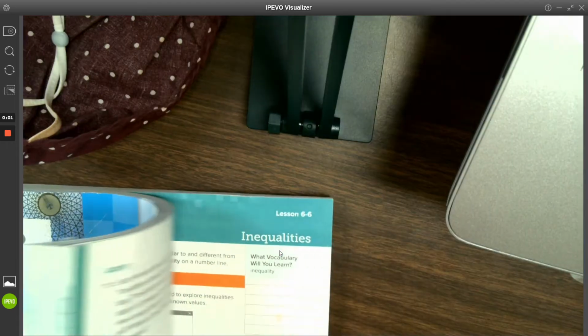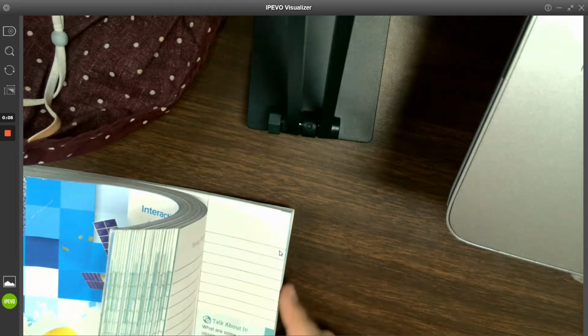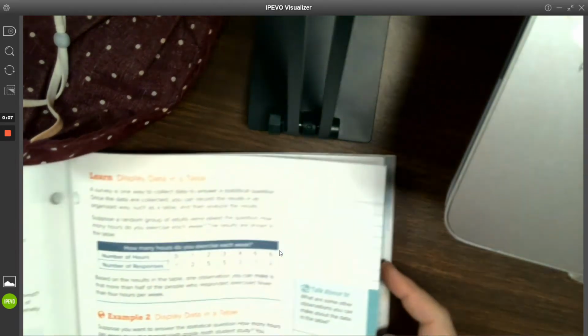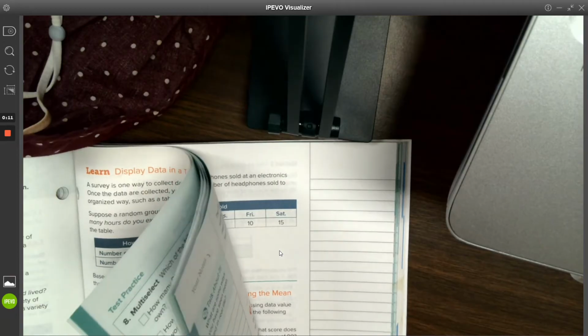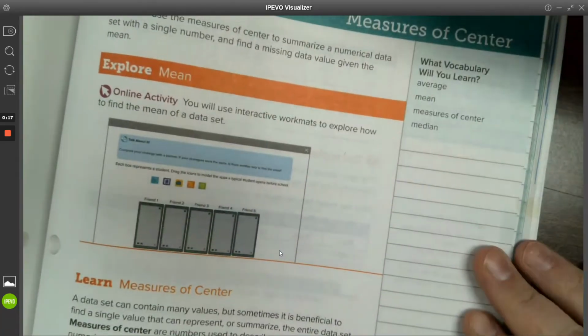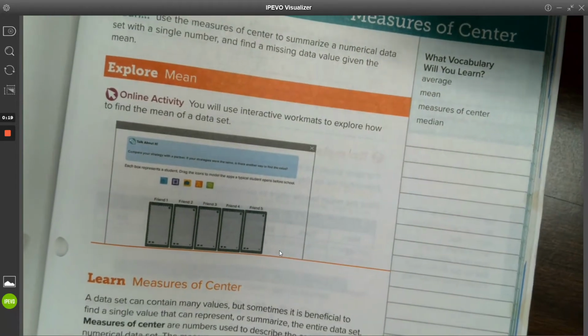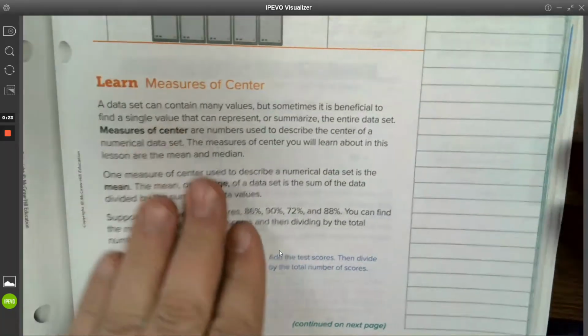Hi everybody, today we are going to be discussing lesson 10.3 in our statistics module. And today it will be all about measures of center. So I am on page 549 and you guys should be following along with me.